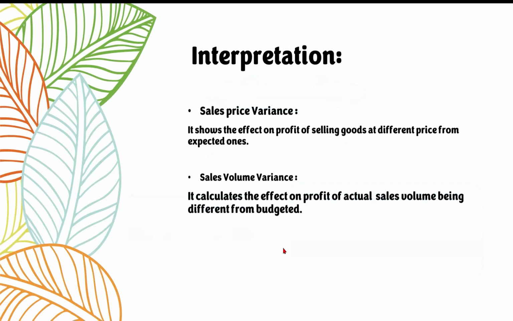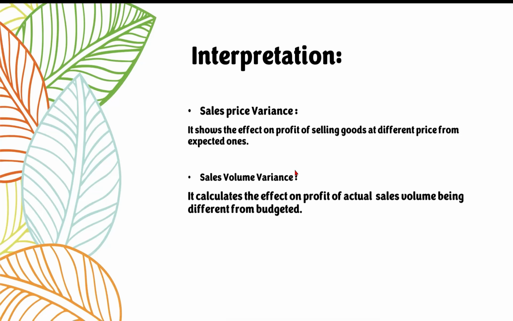Now come to the interpretation. If the question asks you to interpret what that means, in that case what you need to say is, if we are calculating the sales price variance, it shows the effect on the profit of selling goods at a different price from the expected one. But if we are calculating the sales volume variance, it calculates the effect on the profit of actual sales volume being different from the budgeted. So this is the interpretation.